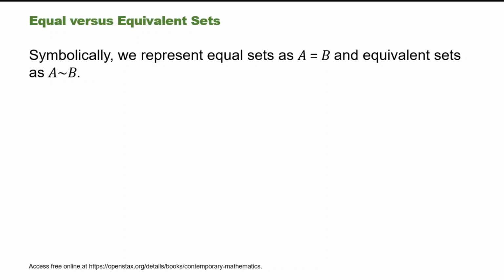Equal versus equivalent sets. Symbolically, we represent equal sets as A equals B and equivalent sets as A with a tilde B. Now, equal sets mean that they are the same set. They contain the same elements. Sets are equivalent if they don't necessarily have to include the same elements, but they have the same number of elements, so they have the same cardinality.